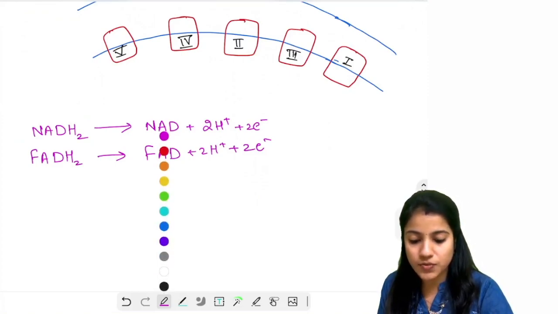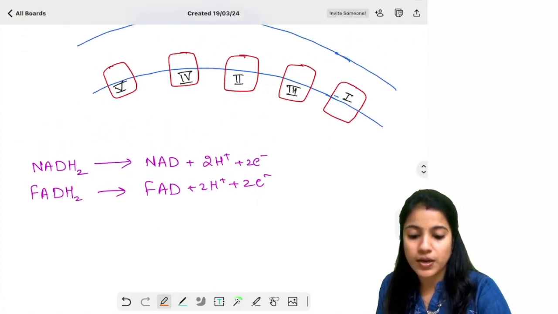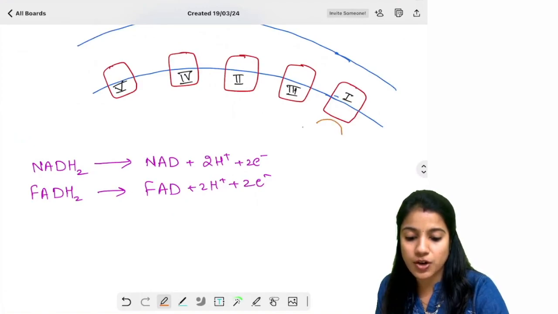Now during ETS, what will happen? Complex 1 will allow the conversion of NADH2 to NAD.